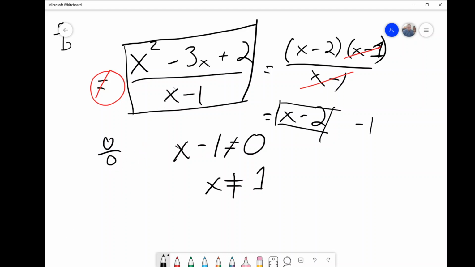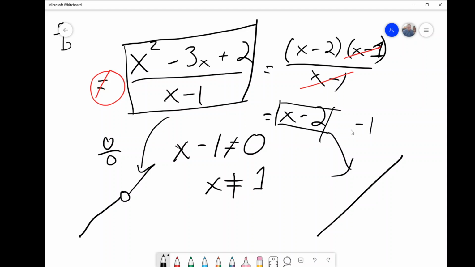So if we were to graph this one, we'd get a line that looks exactly like x minus 2, except with a hole where x equals 1. That's when you graph the version on the left. The version on the right wouldn't have that hole. So they are only equivalent when x does not equal 1. So that is the kind of thing we're going to really have to watch for.